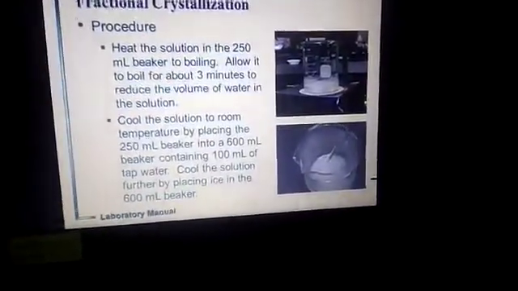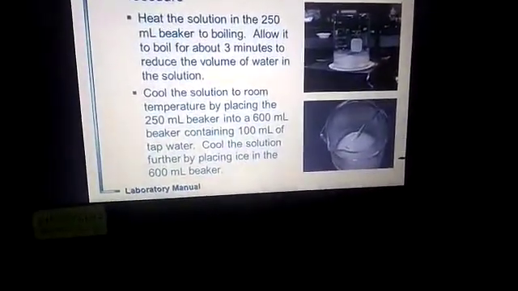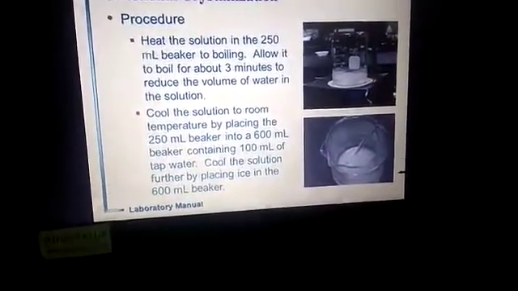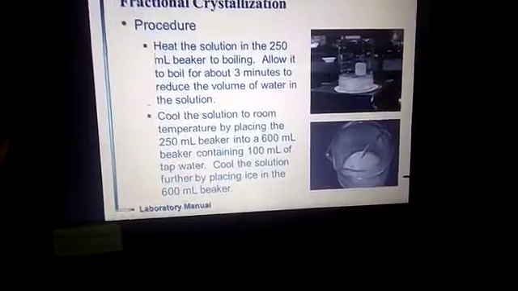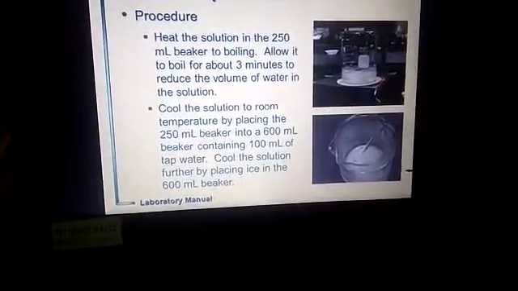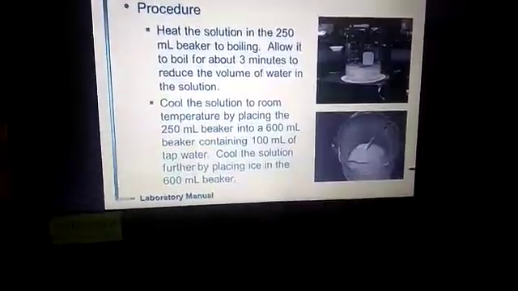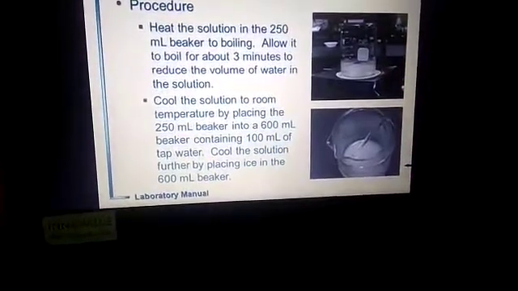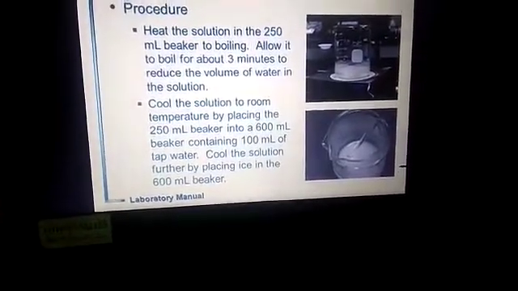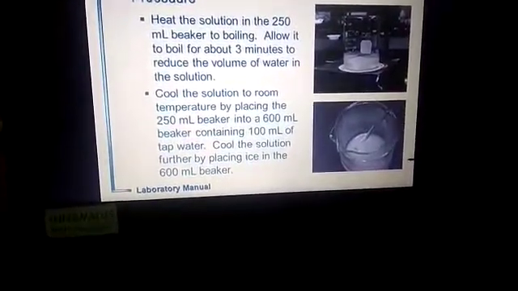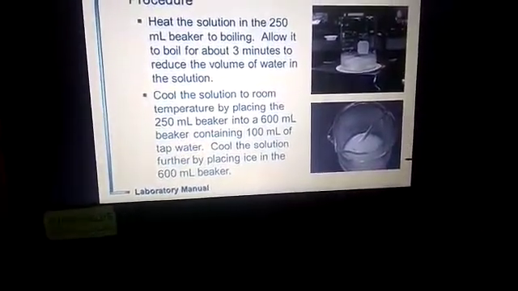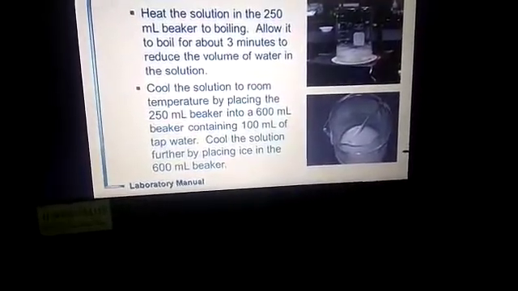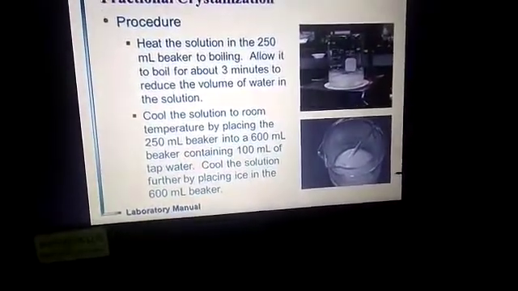Next is fractional crystallization. In this, a soluble solid and a soluble solid, that is potassium nitrate and potassium chlorate. This separation is based on the difference in the solubility of solids in a particular solvent. Potassium nitrate is more soluble in water and potassium chlorate is less soluble in water.